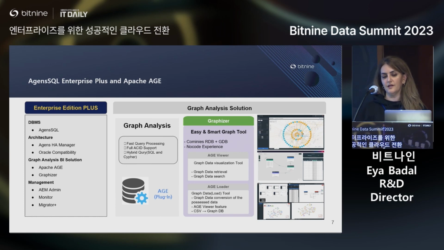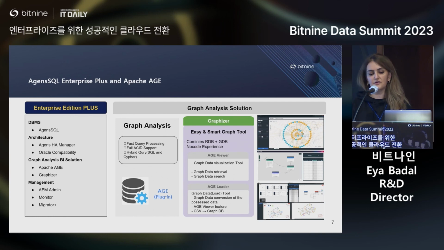Now, more specifically, when it comes to the graph analysis solution, Apache AGE provides graph database functionalities, supports fast query processing, ACID transactions, and hybrid queries, which we'll get to later. At the same time, Graphizer is an easy and smart graph tool. It combines the power of RDB and GDB, offering a hassle-free and no-code experience.